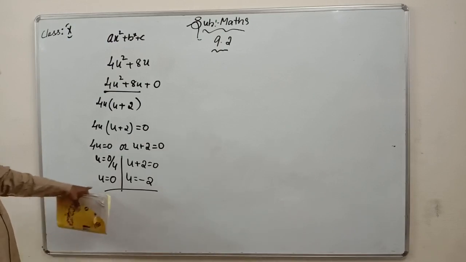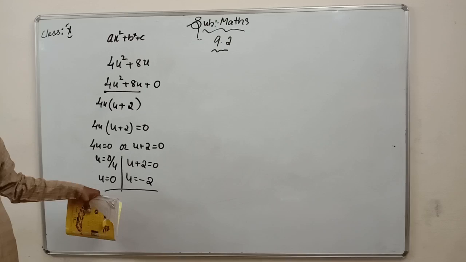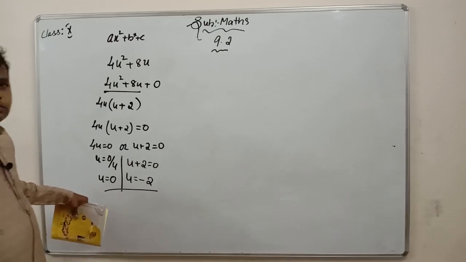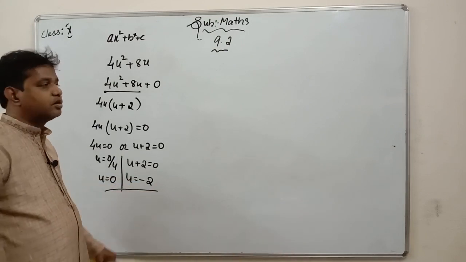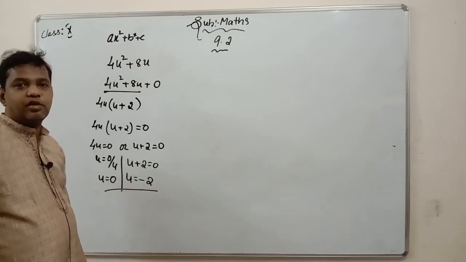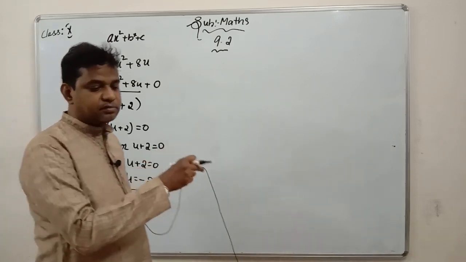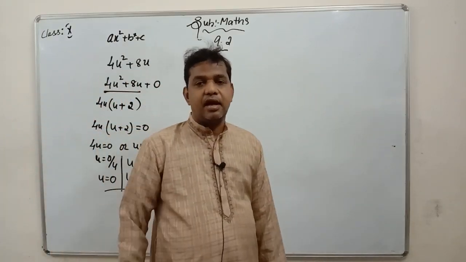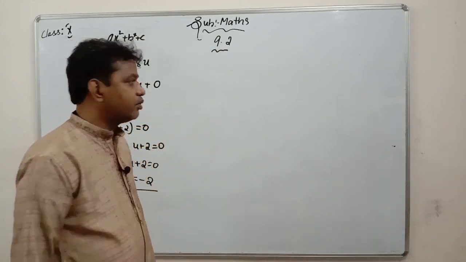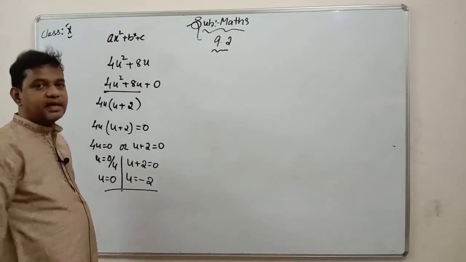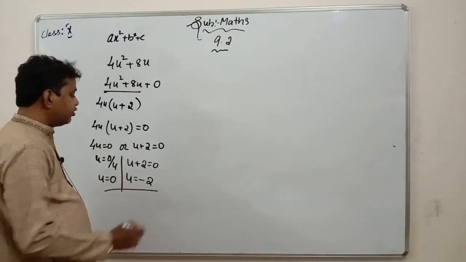Now the method is the same. You have two roots here, or two zeros here. One is 0, another one is minus 2. Same thing, either you can go with the sum of the roots or with the product of the roots. If you go with the sum of the roots, you will get the same thing, and if you go with the product of the roots, you will get the same answer only. Okay, don't forget to do this one. Continue the problem as it is: 4u equals 0 and u plus 2 equals 0.